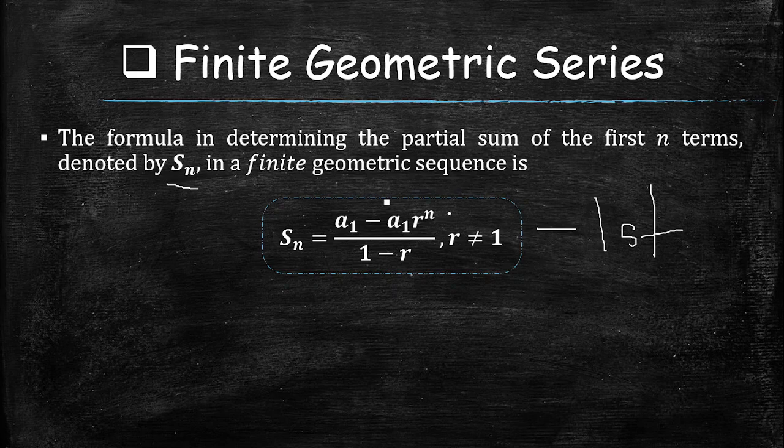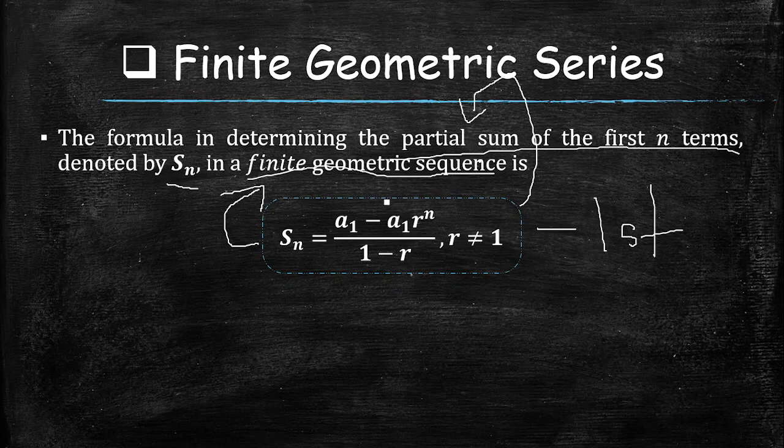Pag sinabi kong first formula, meron pang pangalawang formula para kay finite geometric sequence. Again, this formula is only applicable for the finite geometric sequence. And pag ginamit natin tong formula na to, class, ang makukuha lang natin is the partial sum of the first n terms. Nakadepende. For example, pag sinabi natin, find the sum or find the geometric series of the first 5 terms. It means yung partial sum lang ng first 5 terms ng ating finite geometric sequence yung ating hahanapin or kukunin. Yan yung meaning ng partial sum.